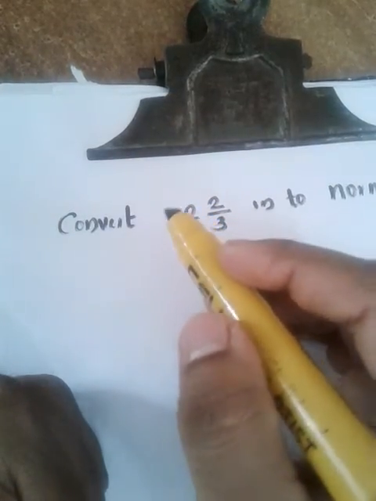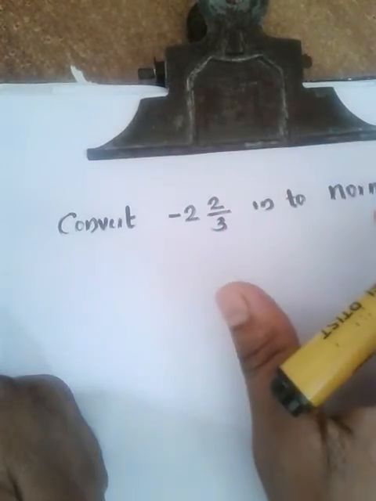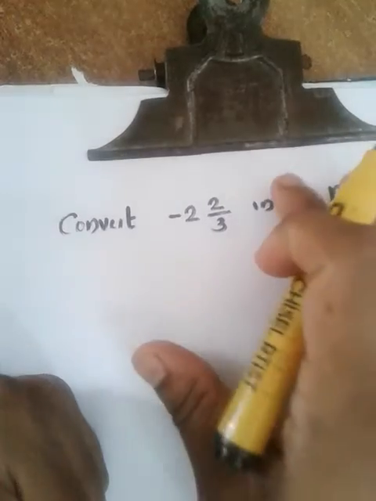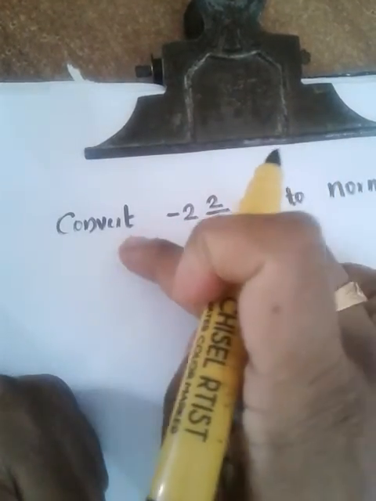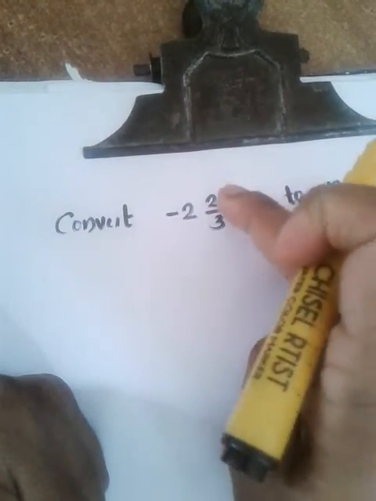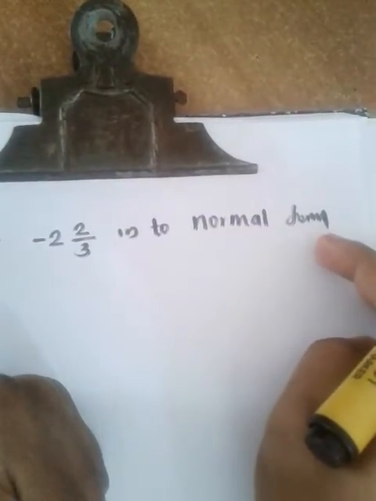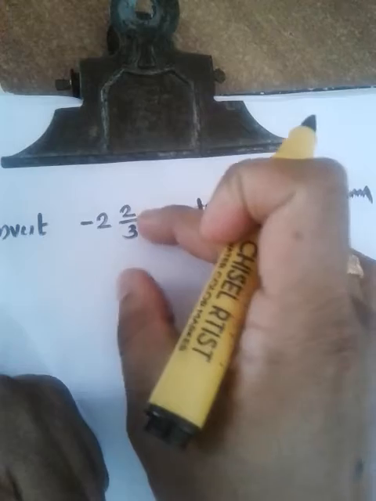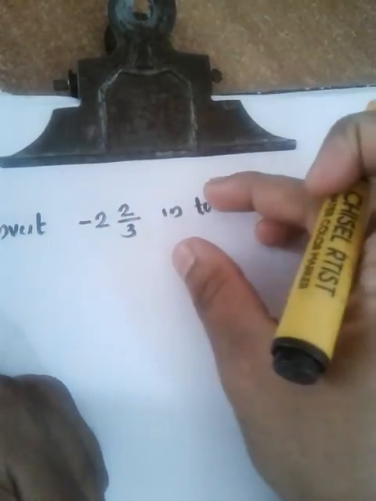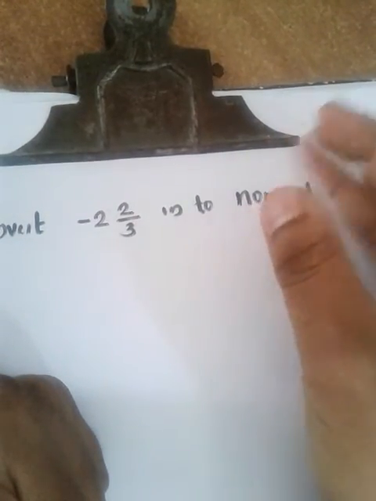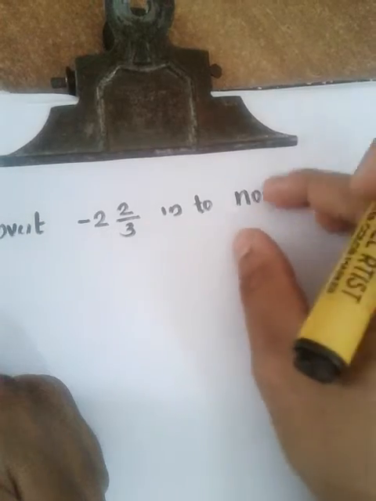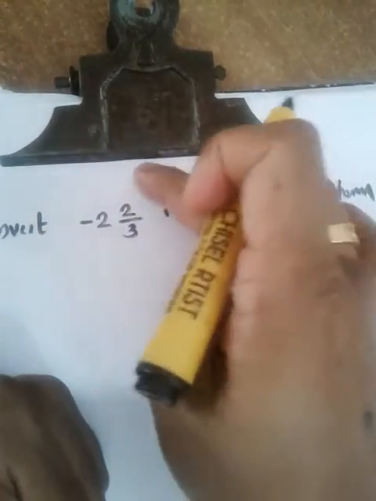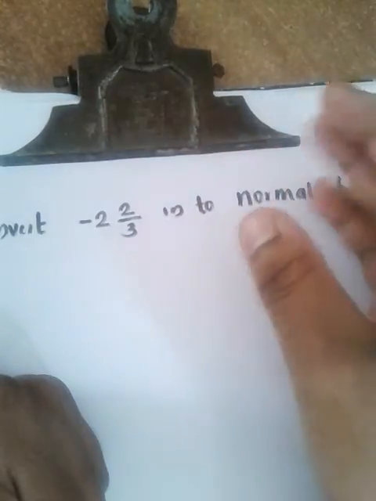So this is the first question. I told you this is a revision. Through this video session I am planning to revise the concepts which we learned in fractions. So, convert -2 2/3 into normal form. This is a mixed fraction. We are supposed to convert this into a normal form, that is, an improper fraction. Normal fraction means a fraction in the form a by b or p by q.